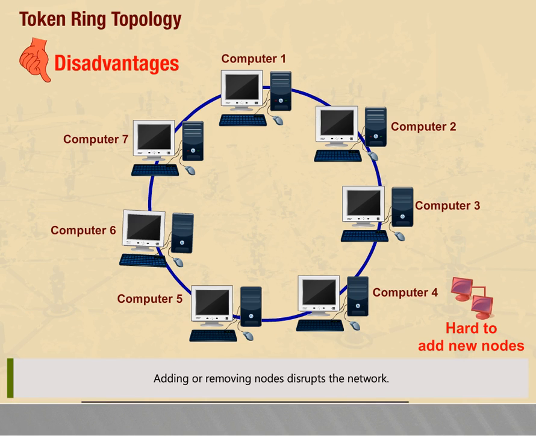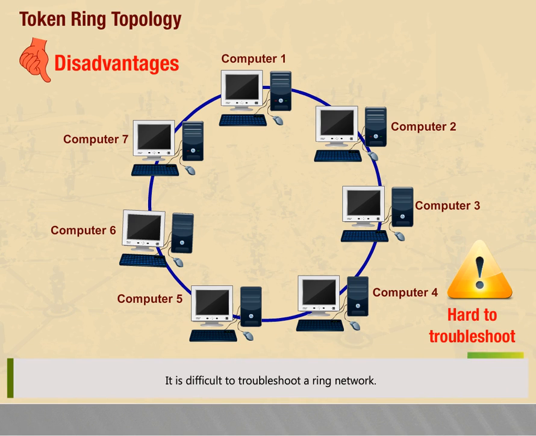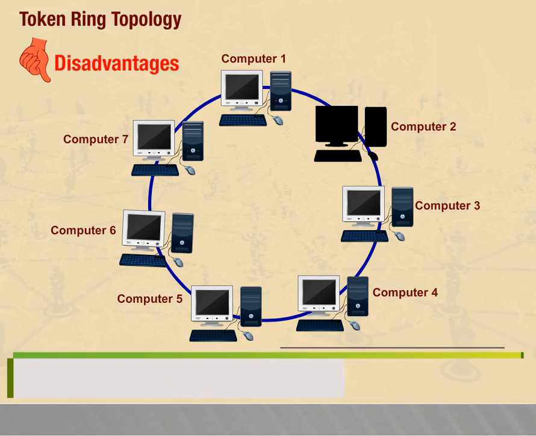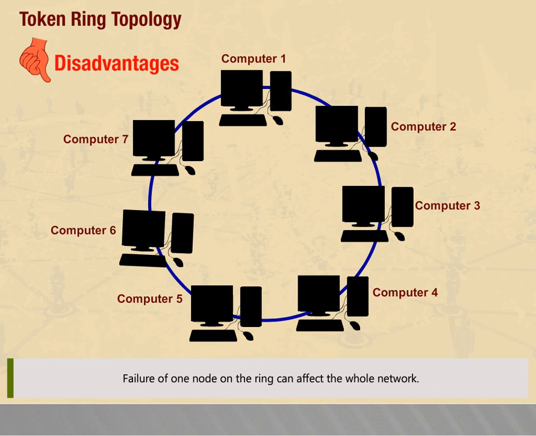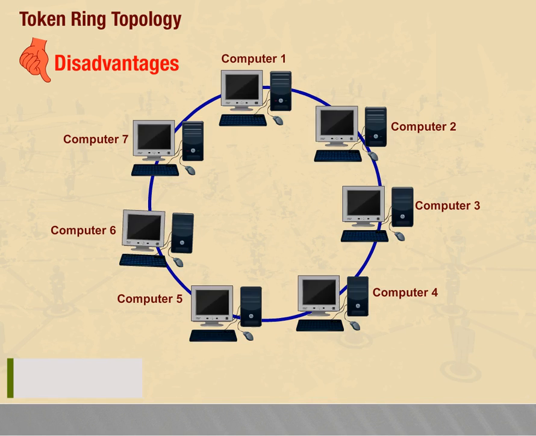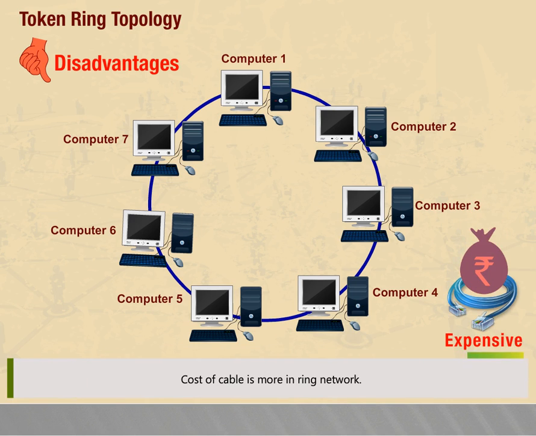Disadvantages: adding or removing nodes disrupts the network. It is difficult to troubleshoot a ring network. Failure of one node on the ring can affect the whole network. Cost of cable is more in ring network.